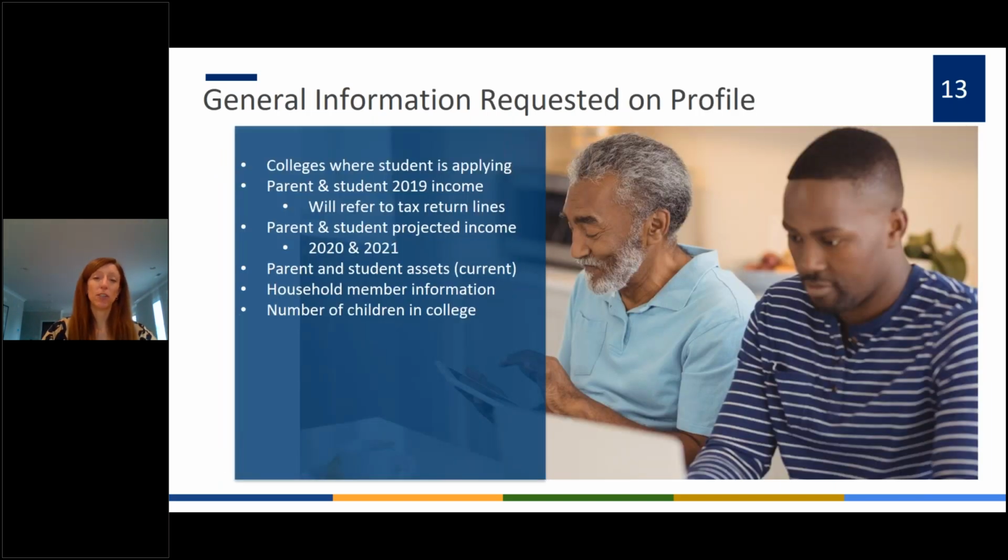So there is some general information that's requested on the profile, and this is similar to the FAFSA. Students will list the colleges where they're applying to college, and they only need to list those colleges that require the profile. If they're applying to some schools that don't require the profile, they don't need to list them on the profile. Parents and students will report their 2019 income information, and this is similar to the FAFSA. So this is for profiles for the 2021-2022 academic year. So high school seniors applying to college for next year. They'll be asked to report their 2019 income information for themselves and for parents.